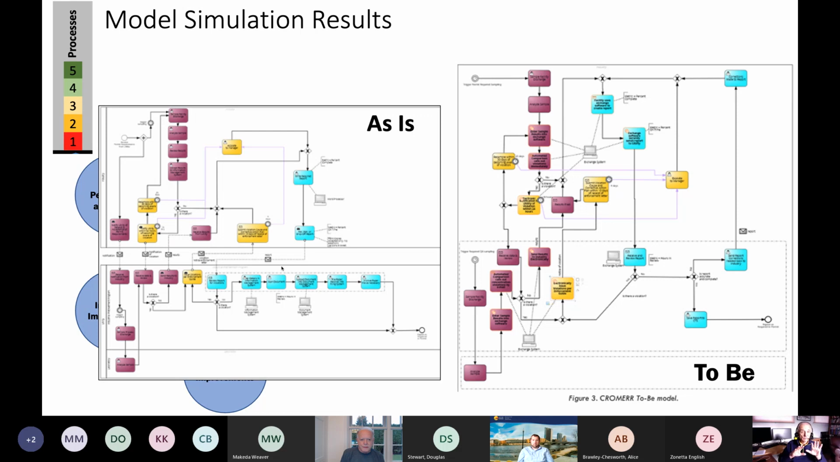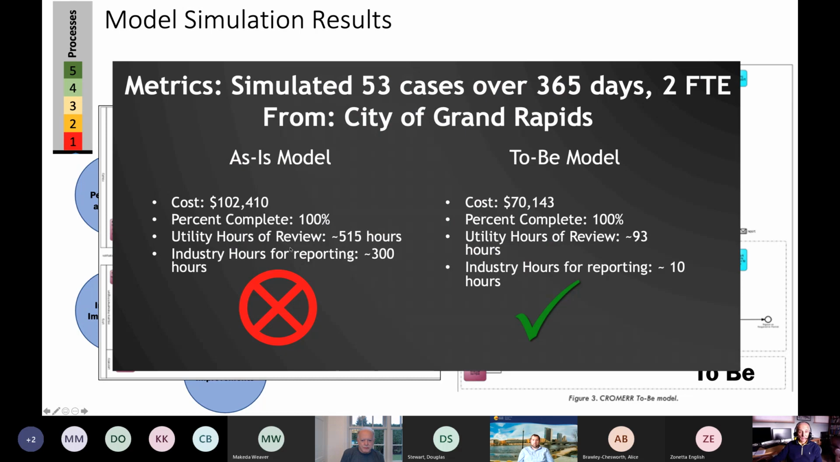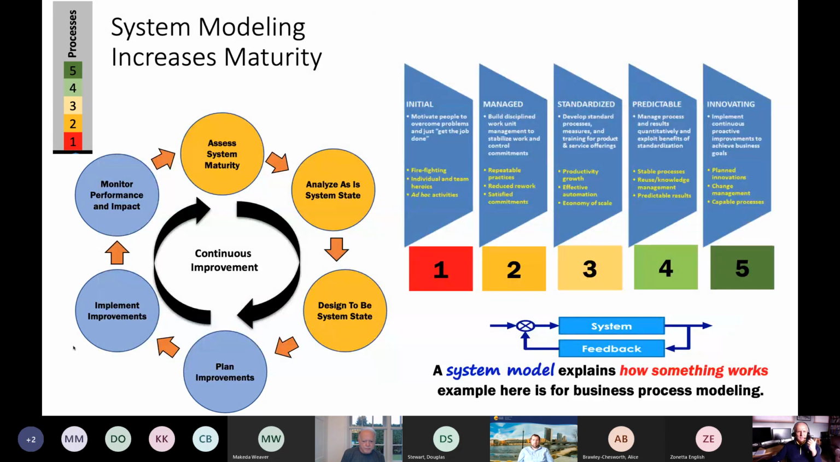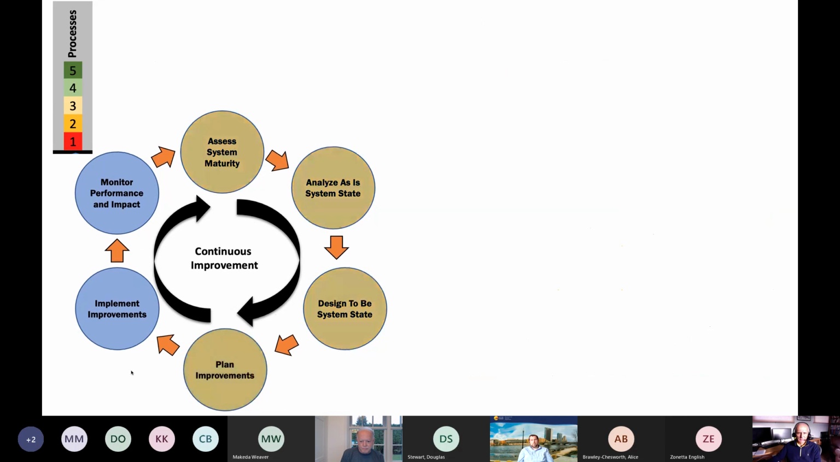And then since this is not a flowchart, it's a model, Mike did something advanced, which is he simulated and compared the as-is and to-be processes. So he was able to say what the benefits are going to be in terms of cost, in terms of time it takes to complete, and so forth. So he was able to predict what the behavior of the system was going to be using the model. So the system modeling actually, as we show, increases the maturity, having this system model, to level 3.